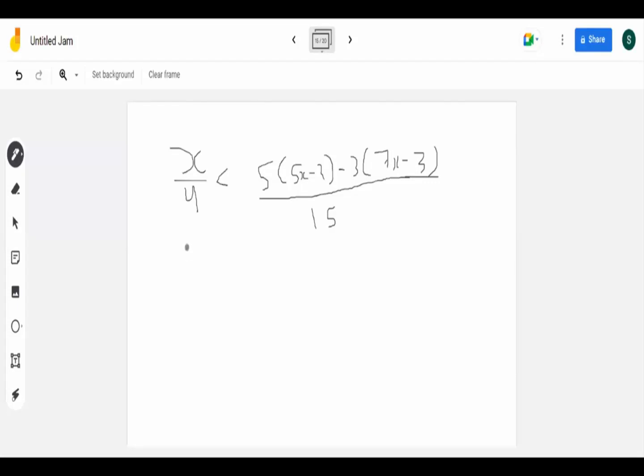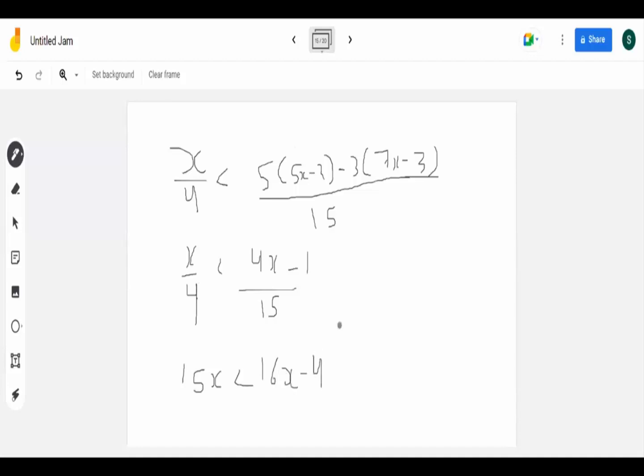On simplifying, x by 4 is less than, you can see this is 25x minus 21x, this is 4x, minus 10 plus 9, which is minus 1, over 15, x by 4. You can verify this: 5 times (5x minus 2) is 25x minus 10, and this is minus 21 plus 9. Cross multiply, 15x is less than 16x minus 4.